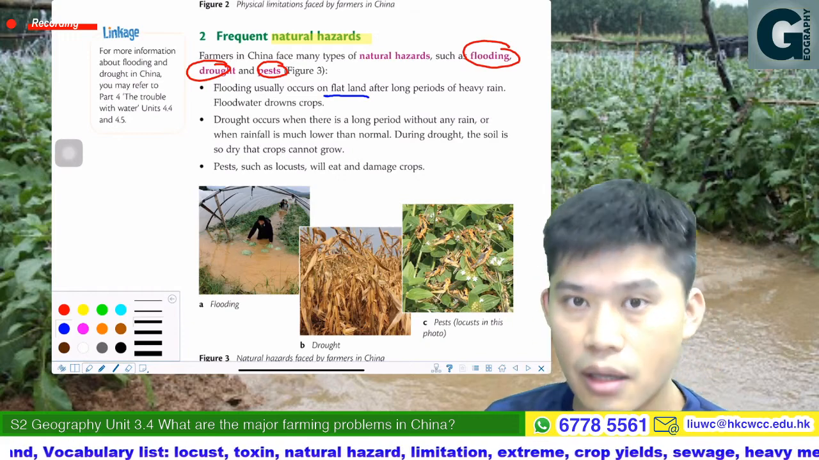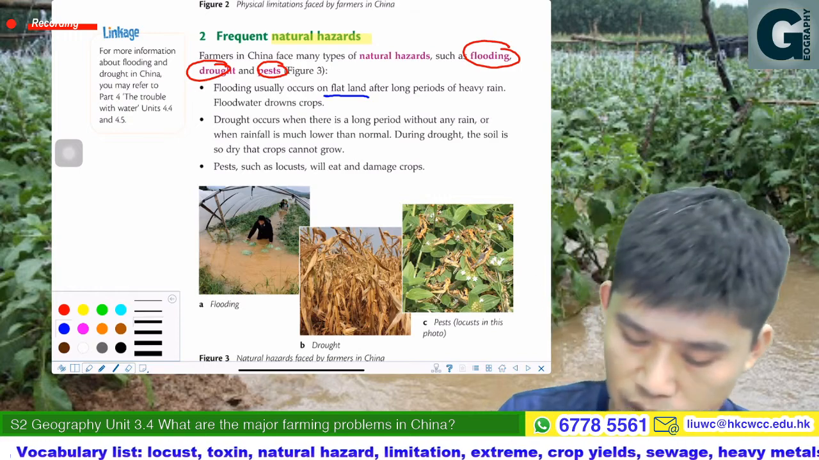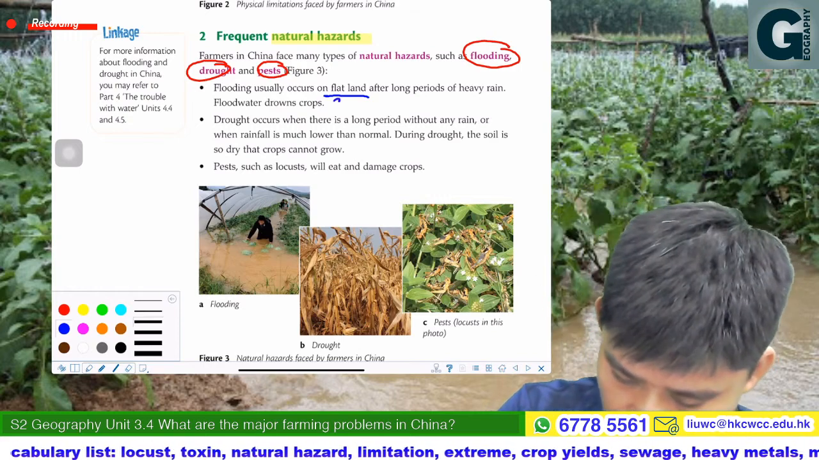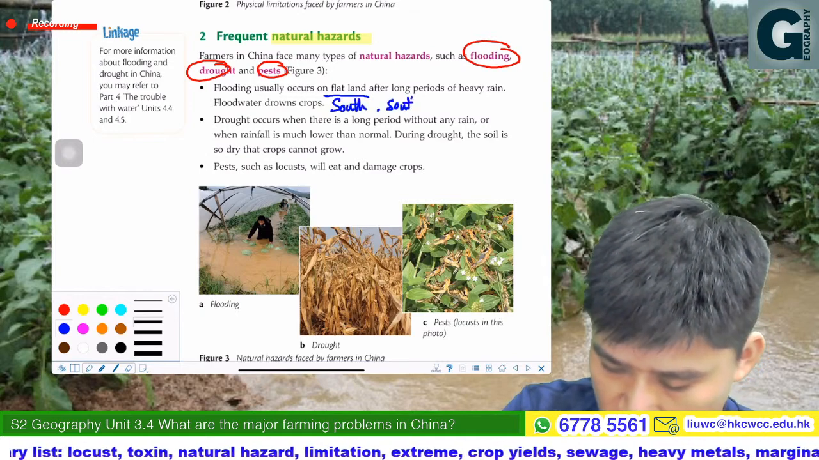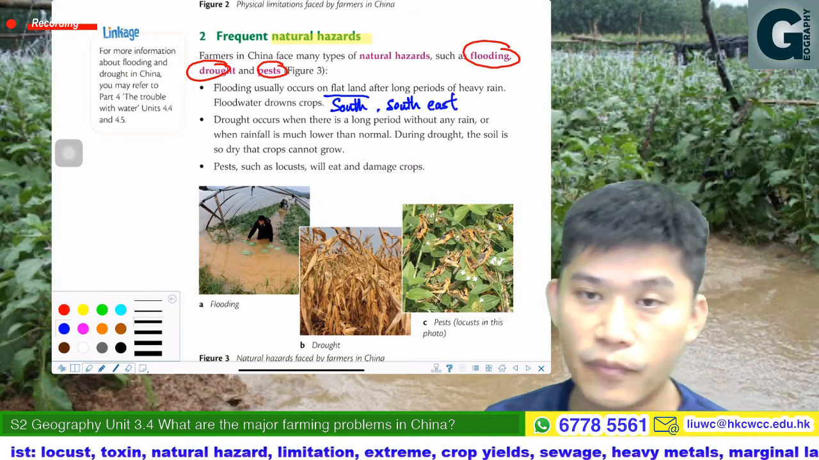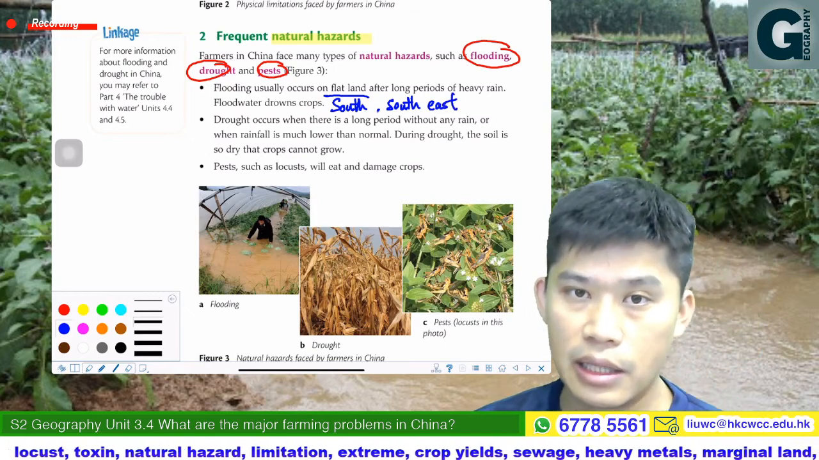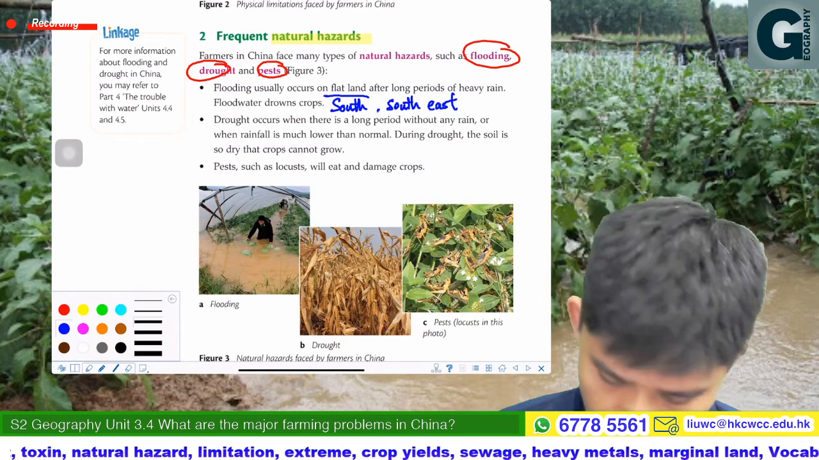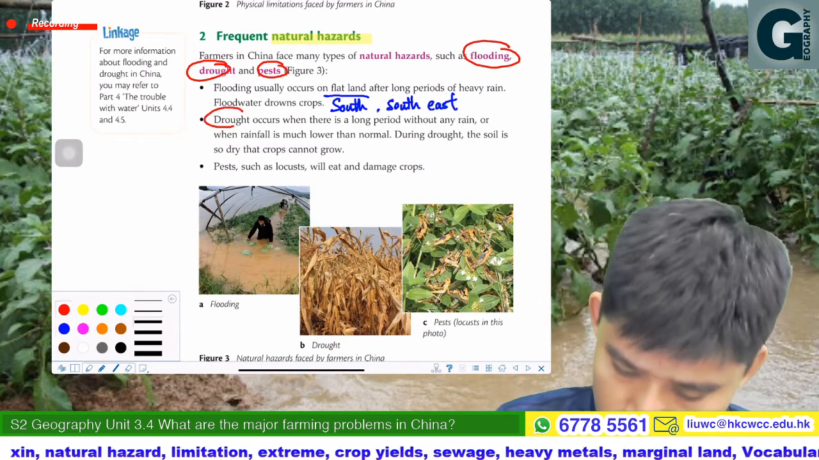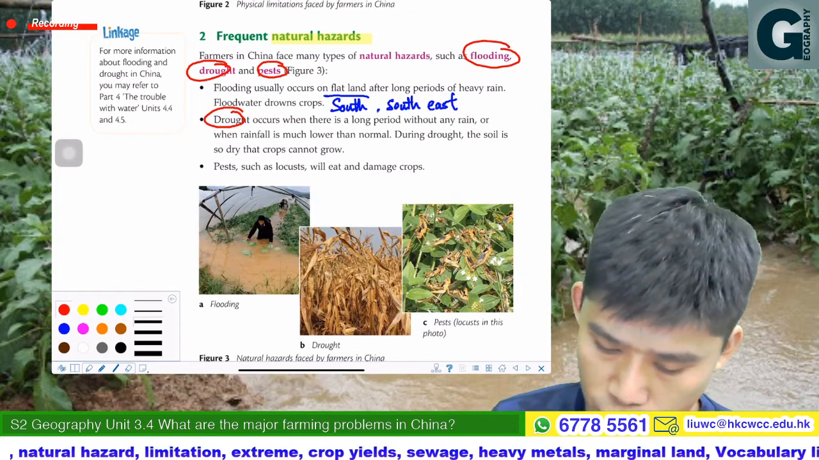Okay, where would flooding occur in mainland China? We have learned in the south or southeast of China. Why? It is because in this place, the amount of rainfall will be high. Then the second one, for drought. Drought occurs when there's a long period without rainfall.